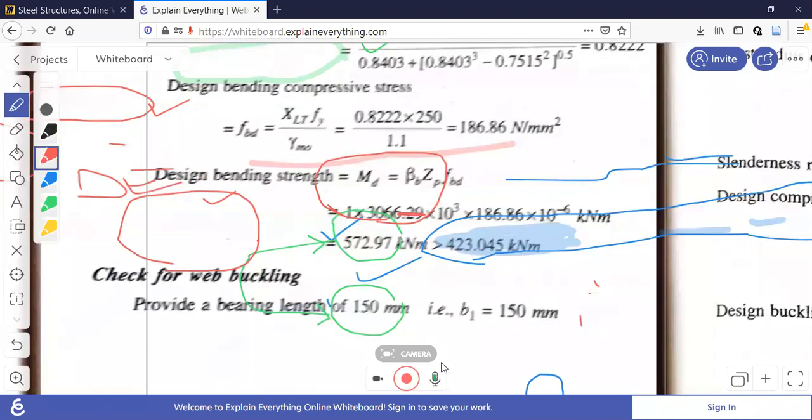Check for web buckling is done as usual. I have already done it. Already this has been done. Check for web buckling, that is this one and all, is done in the previous example. Even though it is an assignment, I am trying to explain it. This is an assignment problem that was given to you people.